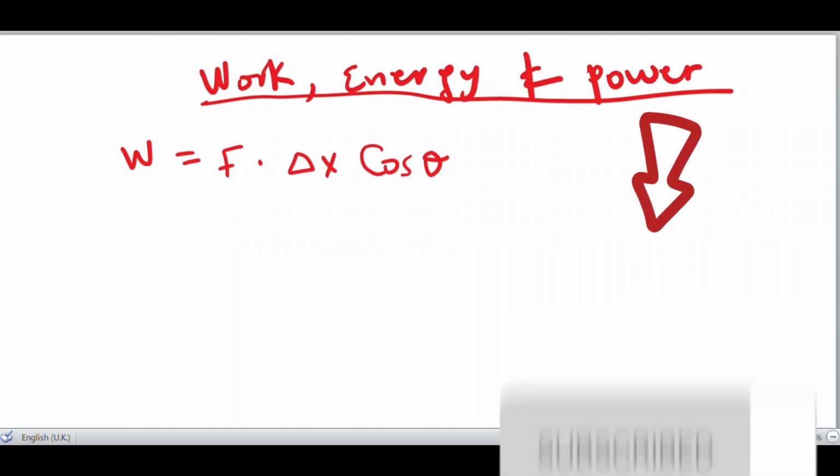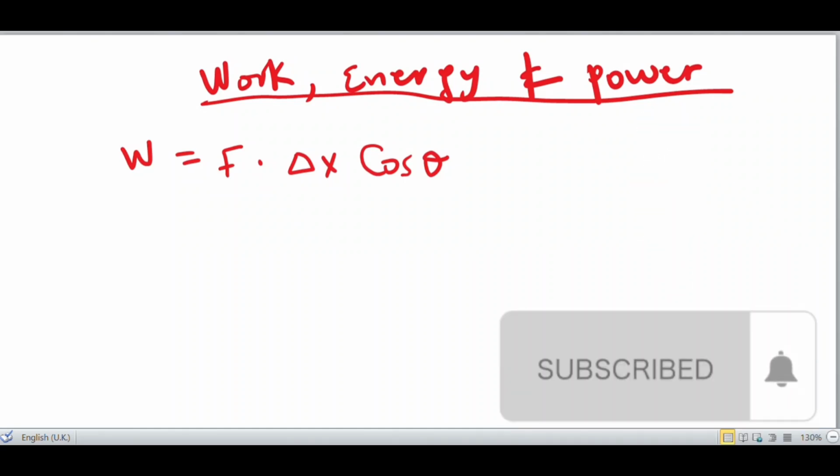Good day, learners. Today we are doing work, energy, and power. So let's start with work. Work can be calculated by using this formula.